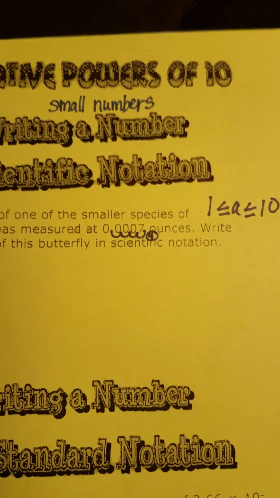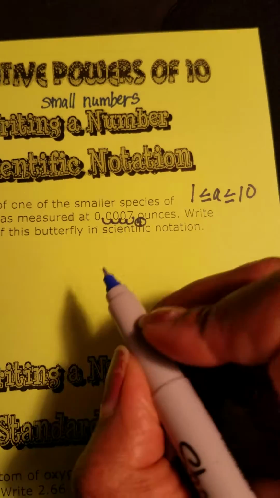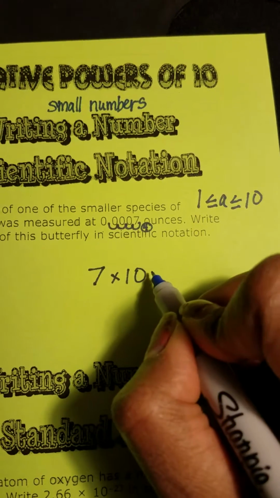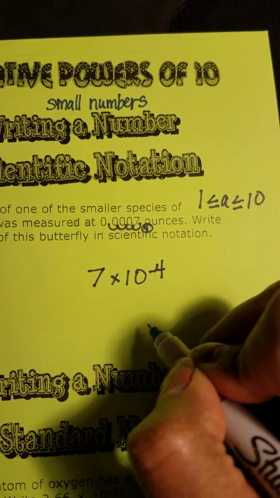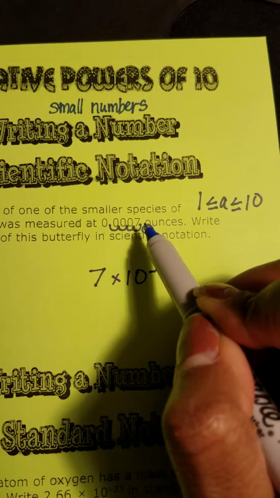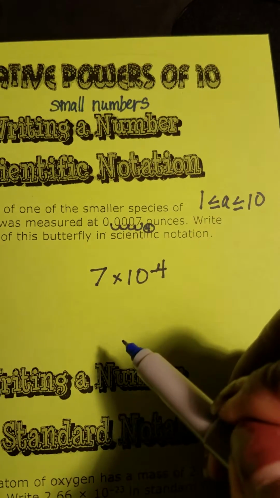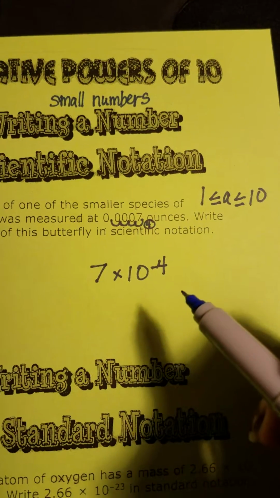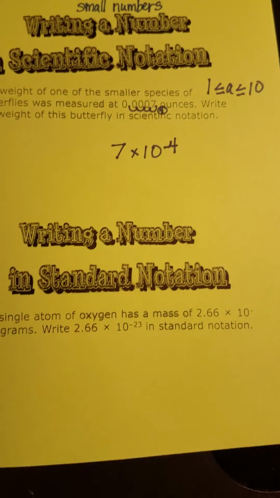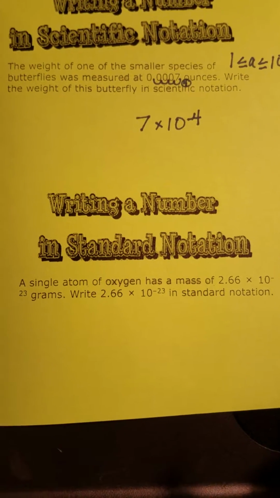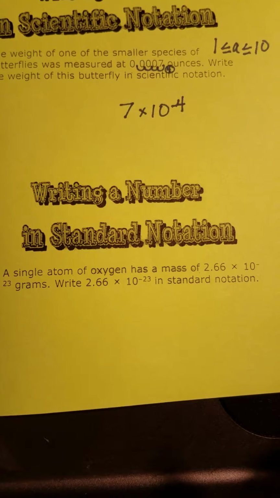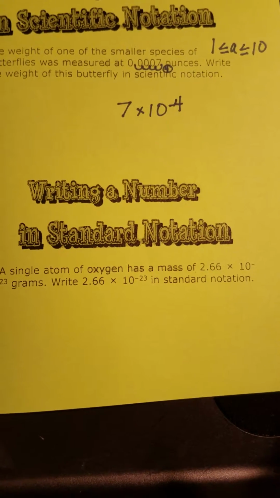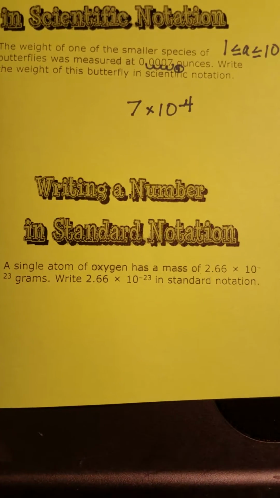If you and your partner said 4, you are correct. So we're going to write that number as 7 times 10 to the negative 4th power. We always want to make that number greater than 1, less than 10. And it's going to be negative because it's a small number. Now here's a challenge question. I want you and your partner to take this number, 2.66 times 10 to the negative 23rd power, and write it in standard notation.